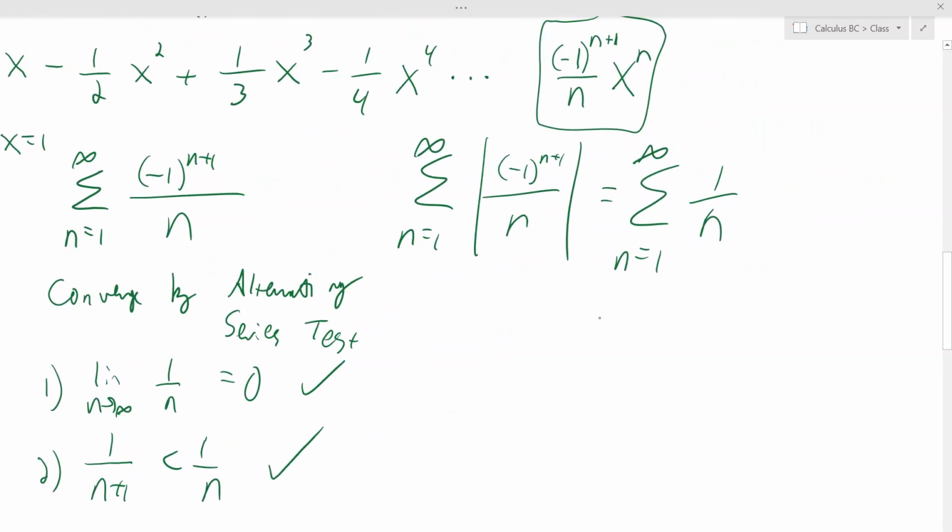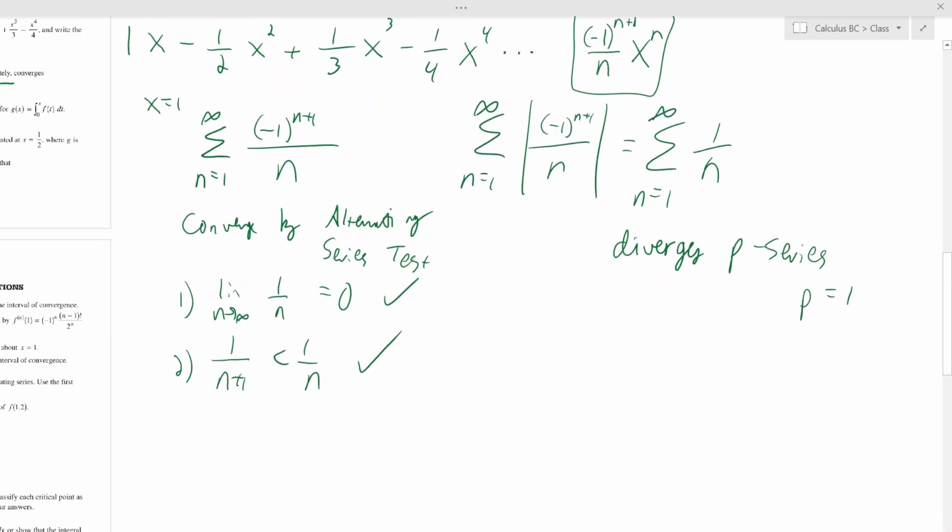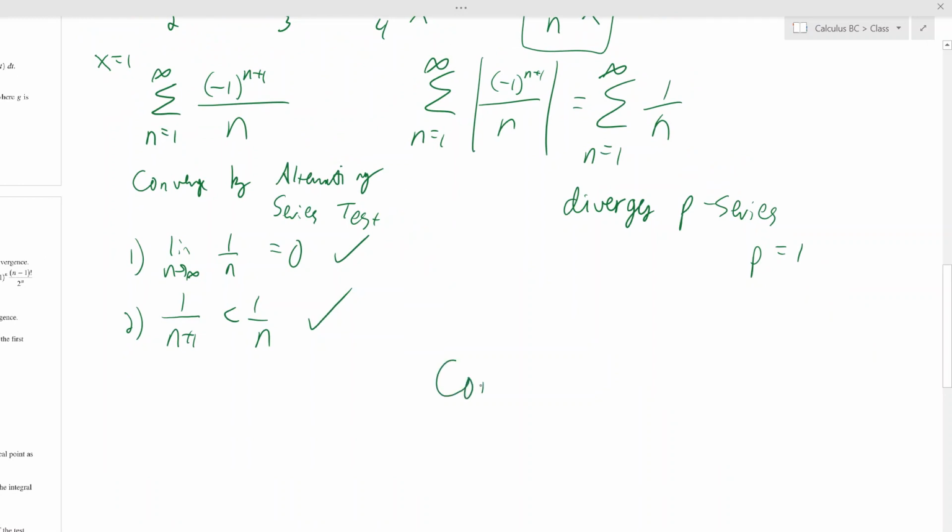And this one over here diverges. And you can say it diverges because it's the harmonic series, or you can say it diverges by the p series with p equal to 1. And so we showed that it converges alternating, but it diverges when you take the absolute value of it. So you would say that this converges, and this is all the work you got to show, conditionally.